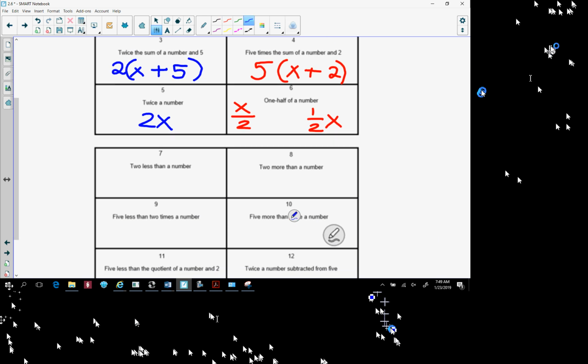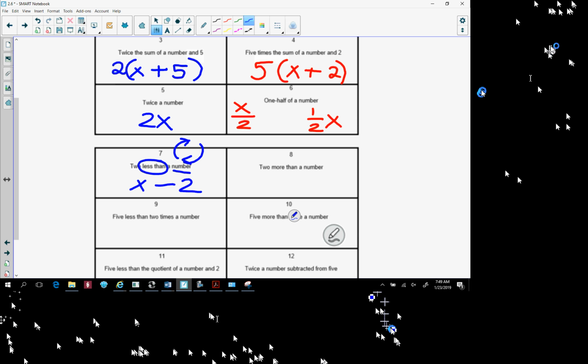2 less than a number. Uh-oh. I know that the word less than is a turnaround word. That means that I'm going to put what comes last first because it's 2 less than a number. So I'm going to start with the number x, and it's 2 less than that. Do you see how that was a little bit different than the other one? So less than and subtract from are your turnaround words.